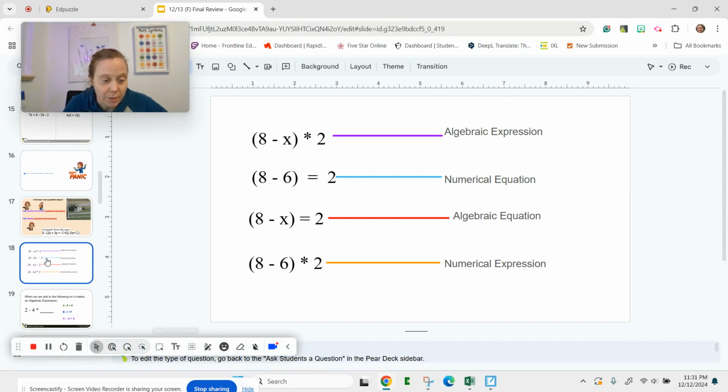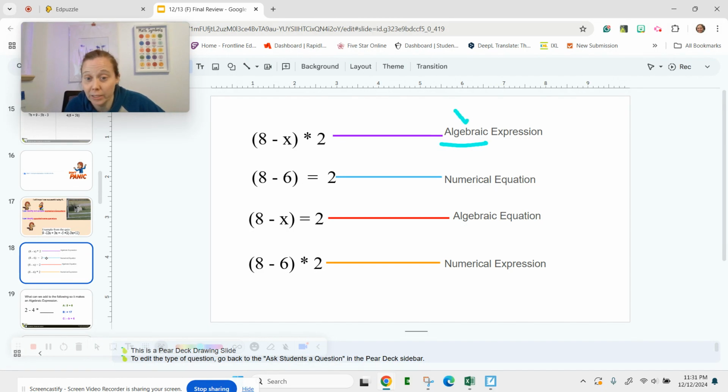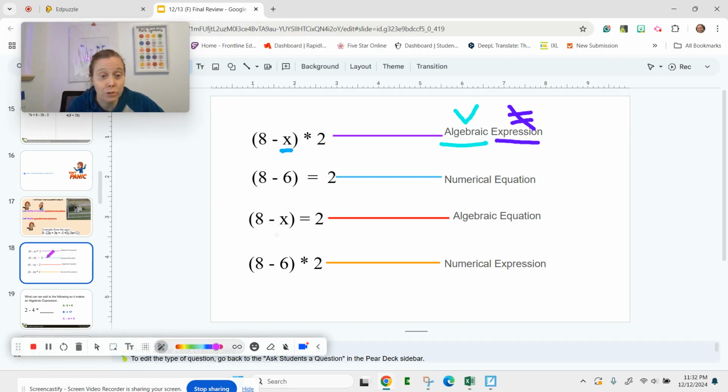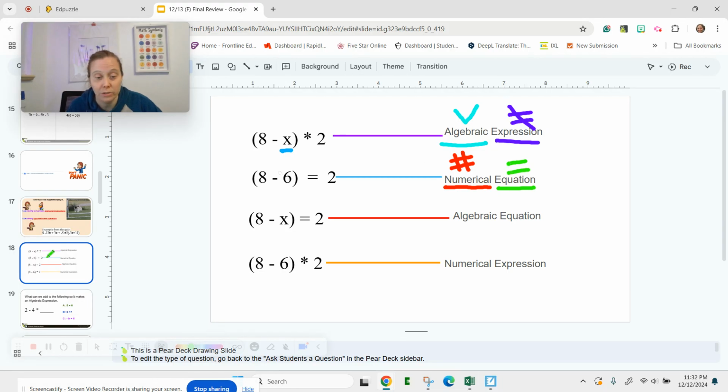When we think about the term algebraic expression, it has two parts. The first part being algebraic, which means it has a variable in it, and expression, which means it does not have an equal sign. So you can notice over here, this one has a variable, and there is no equal sign. A numerical expression, on the other hand, numerical means it just has numbers, no variables, and the equation part means that it does have an equal sign. So you can see no variables and an equal sign.